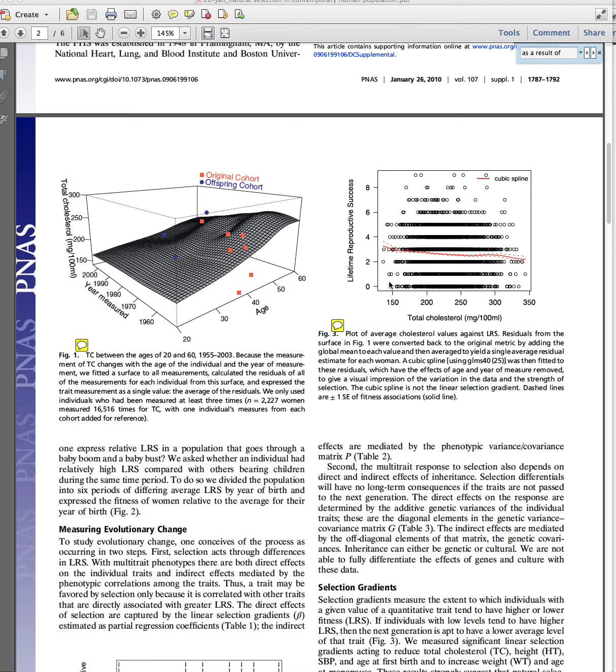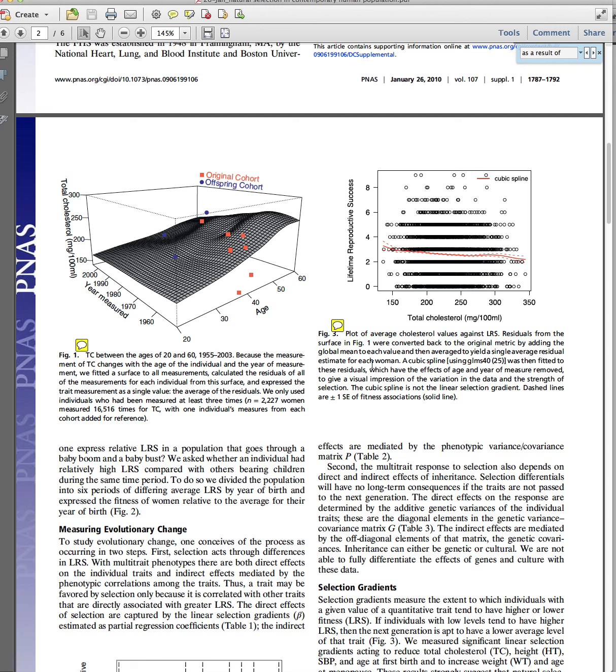Okay, but now over here they have in figure 3 a separate graph, and this graph is different. In this graph, we're seeing total cholesterol plotted here against lifetime reproductive success. But I just told you that what they did is they actually compared residuals to lifetime reproductive success, right? So to be able to make this plot for you, they try to explain this in their legend here. What they did, they had to convert their residuals back into units of milligrams per 100 mils.